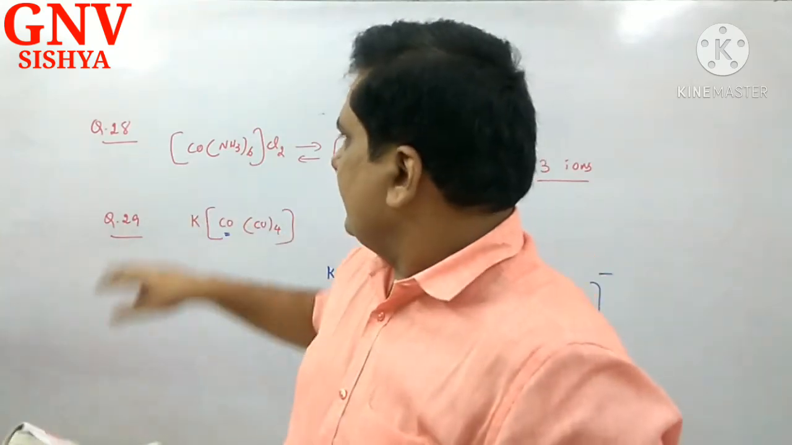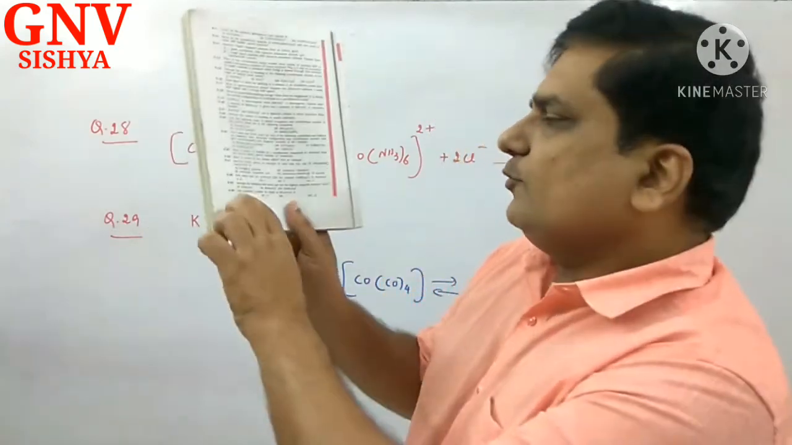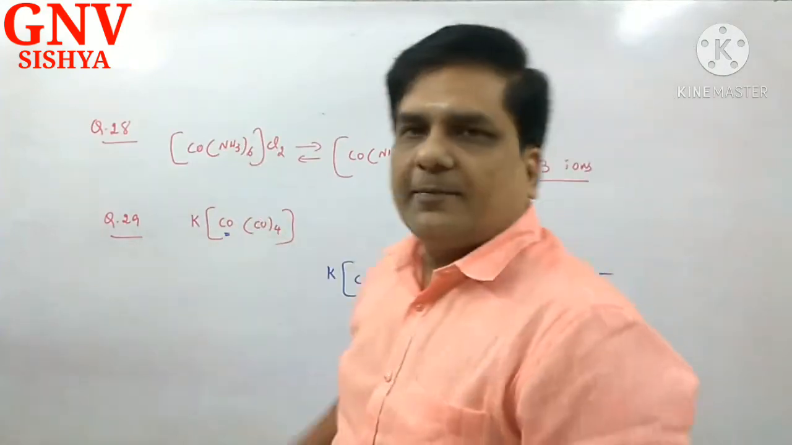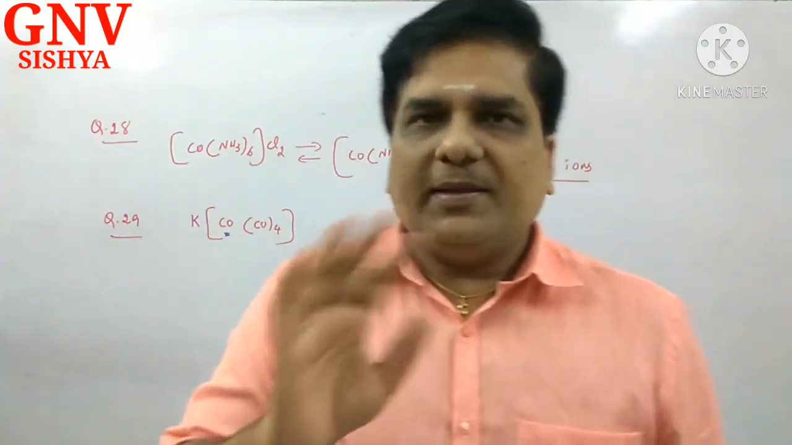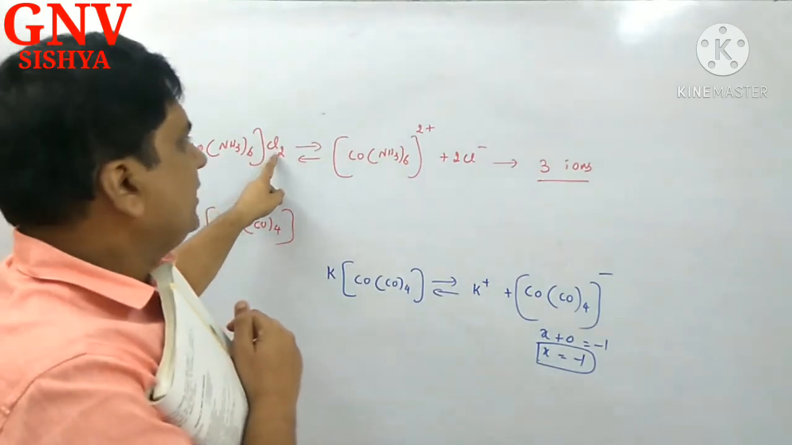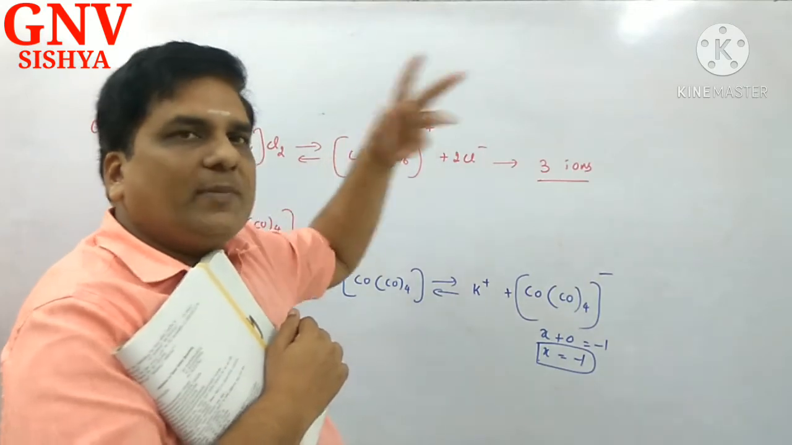In question number 28, this is the complex given, [Co(NH3)6]Cl2. They have given 4 options. How many ions are produced from the complex? Correct? Don't follow inky pinky panky. Now let us split the complex. Even you split Cl2, 2 Cl- and 2+. Correct? So how many ions now?